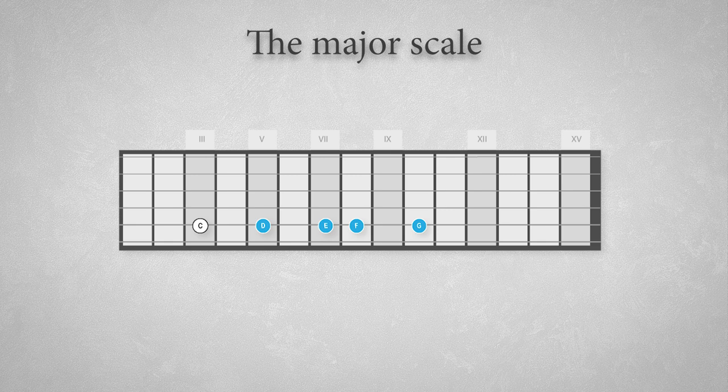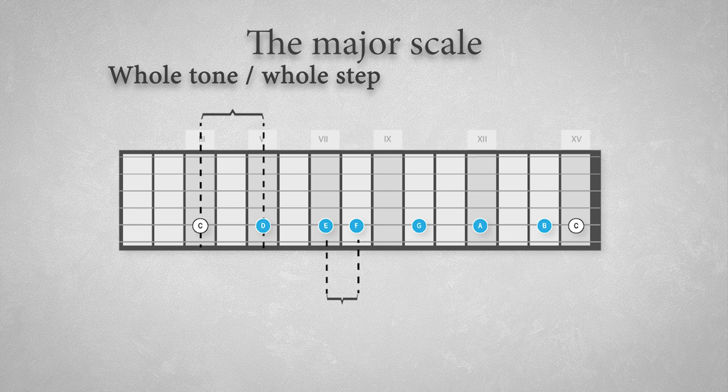Apparently, sometimes we have to skip a fret, and sometimes we have to play them next to each other in order to come up with a sound that is familiar to our Western ears. We call the larger distances whole tones or whole steps, and the smaller distances we call semitones or half steps.